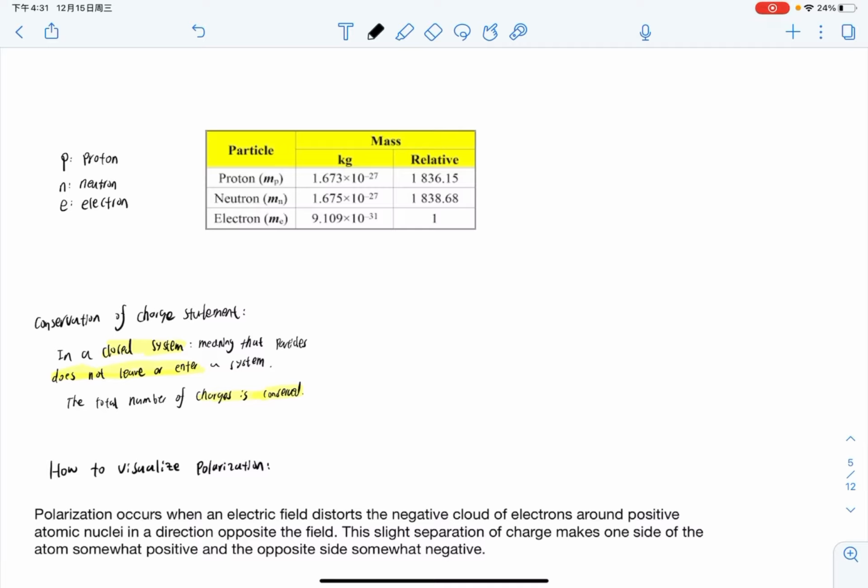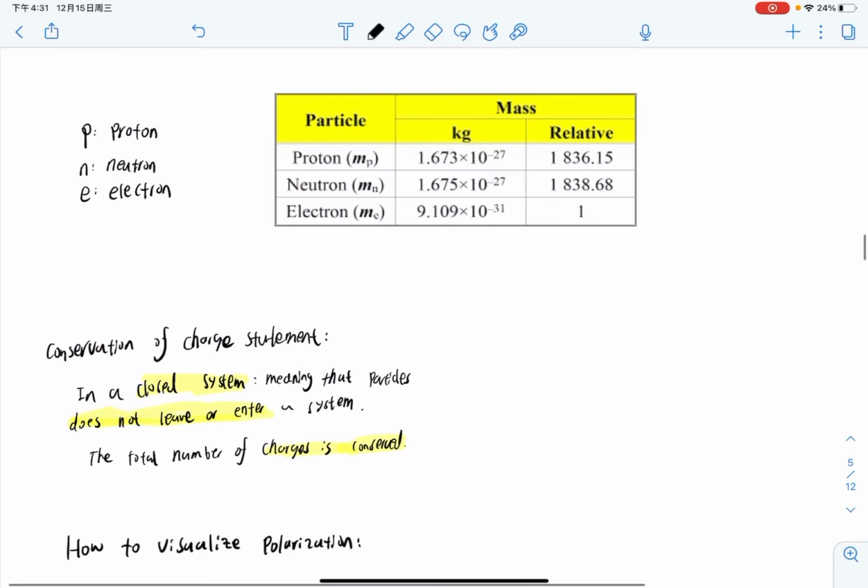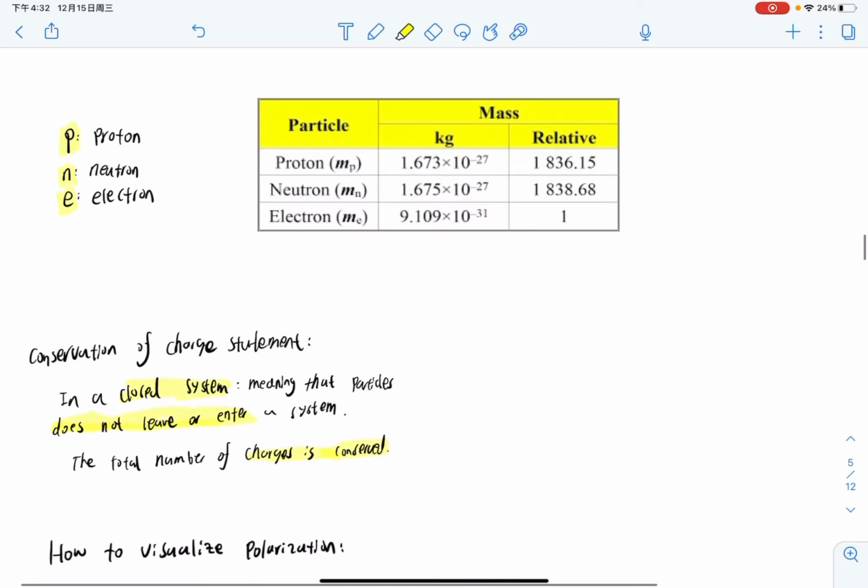Hey guys, in this video we're doing a quick review of what we learned so far in AP Physics 2. So the first thing we need to review is the letter for proton. The letter for proton is P, the letter for neutron is N, and the letter for electron is E. And the mass of the proton is 1.673 times 10 to the negative 27th power kilogram.